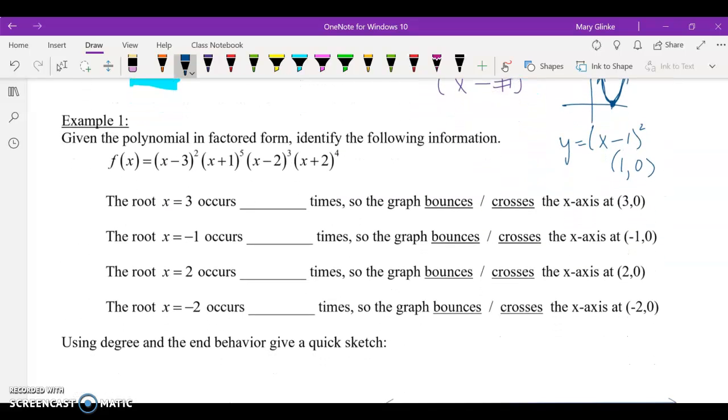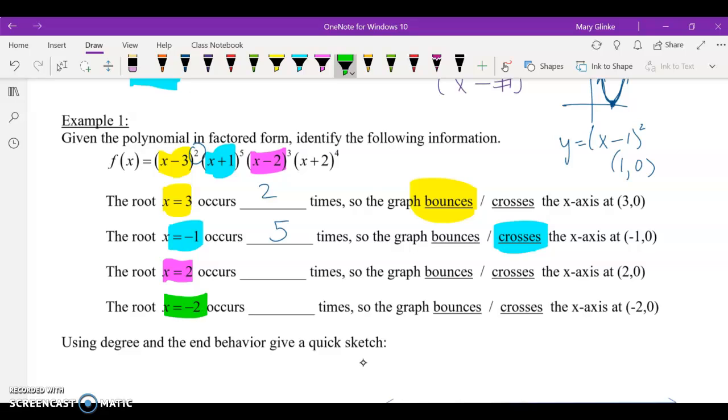So let's take a look at each of these. Our first root, x equals 3, is going to occur 2 times based off of the degree. Since your degree is an even number, it is going to bounce. The next one, -1, is going to occur 5 times. So therefore, your graph is going to cross because it's an odd number. Think through the next two and go ahead and write down your answers for those.